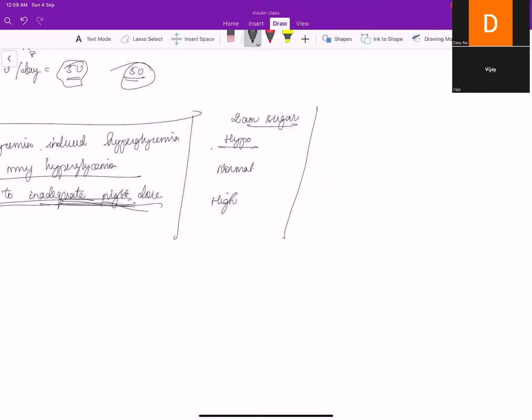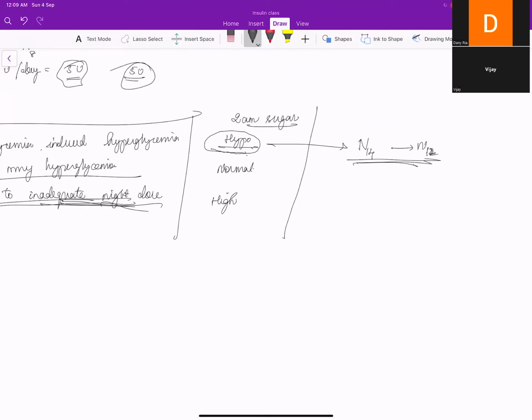For Somogyi phenomenon, we will reduce the night dosage. So at night, if you are giving NPH and he is going for hypoglycemia, you have to reduce. How much will you reduce? 2 units. Titration factor, 2 units, or 10 to 20% from the initial dose. 20% of that again comes to some 2 units only.